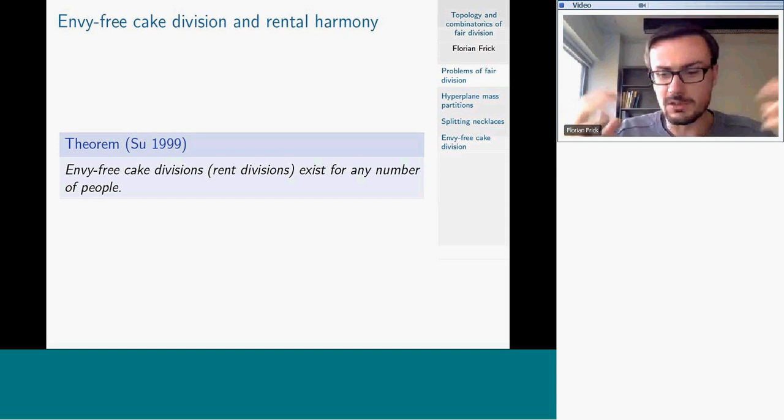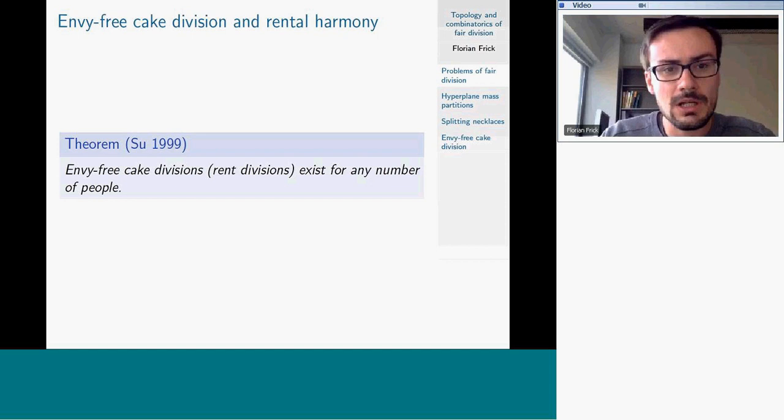For example, one reasonable assumption is you would prefer a non-empty piece of cake over an empty piece of cake. Or another reasonableness is if you prefer a sequence of pieces of cake and they converge to a piece of cake, they also prefer the limit piece of cake. Yeah. So your preferences are closed sets.